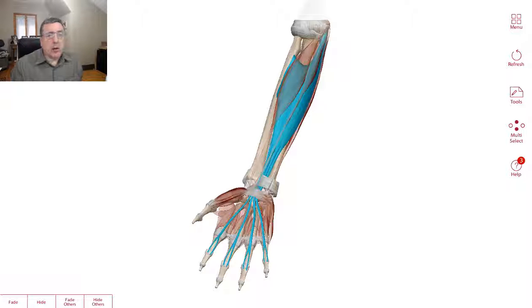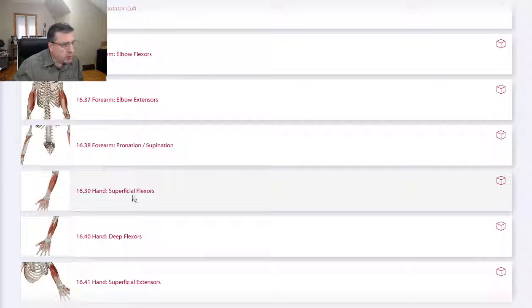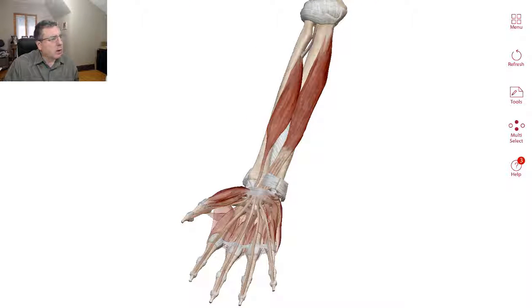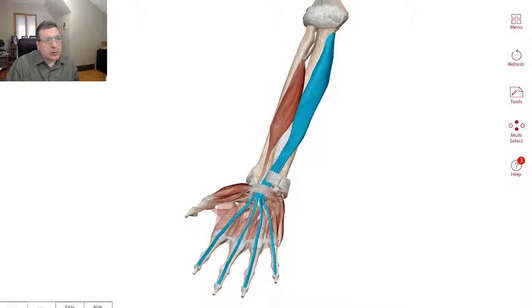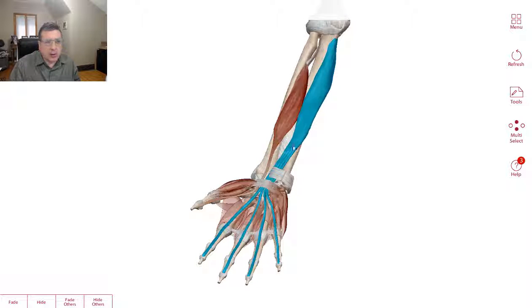Key thing on here, when you say the name superficialis, think superficial. Because the next one is going to be Flexor Digitorum Profundus, which is actually deep to the superficialis. So that's going to be on the next one. See, superficial flexors, deep flexors. And profundus is this one. So it kind of looks like the other one, but it's deep to it.